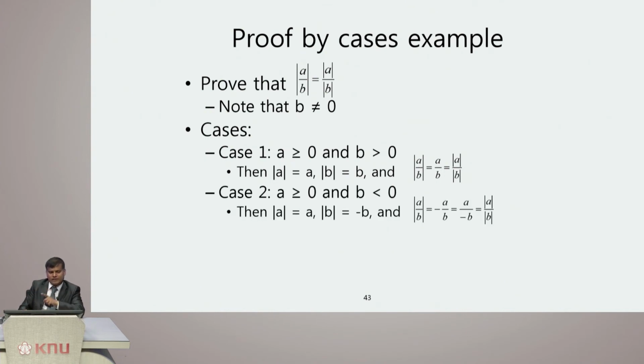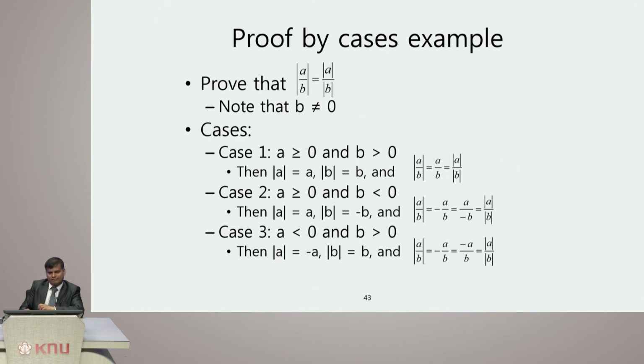So that is case 1, and here is case 2. Again we say that a is greater than or equal to 0, b is less than 0 here. So in that case b becomes negative, so we have to take the absolute value of b there. So the absolute value of a equals a, the absolute value of b equals minus b. So we have the absolute value of a by b equals minus of a by b, which equals a by minus b, that equals the absolute value of a by the absolute value of b.